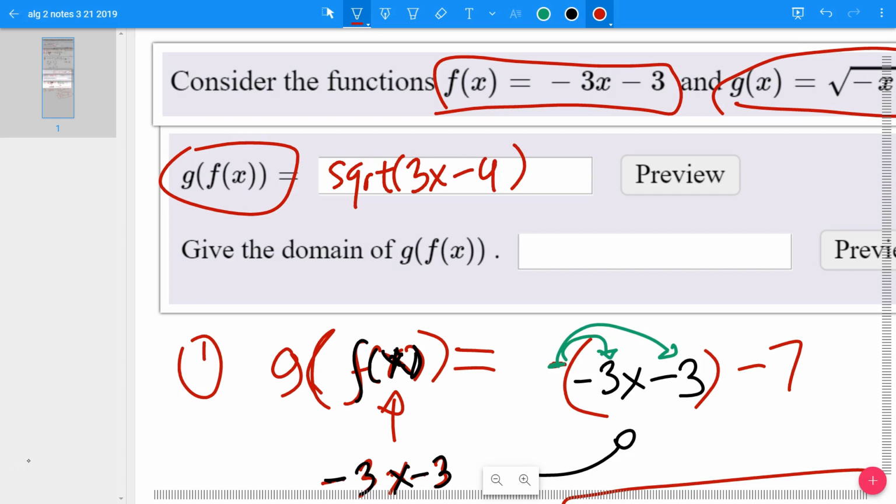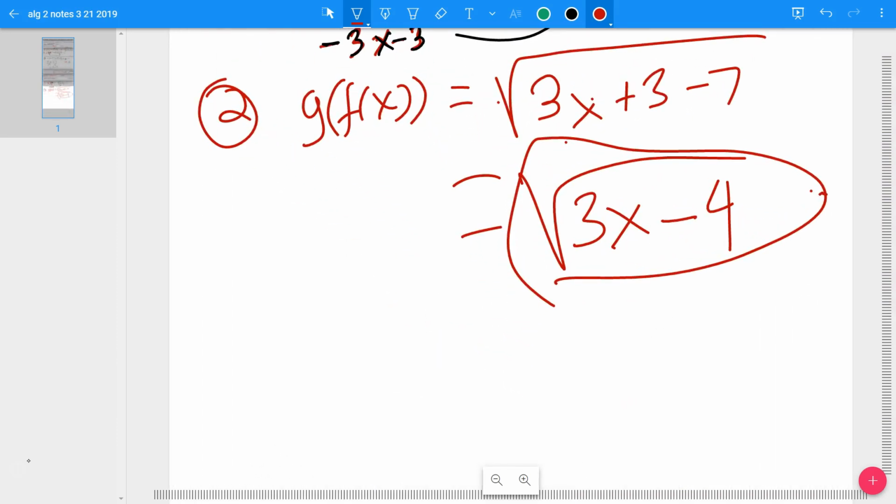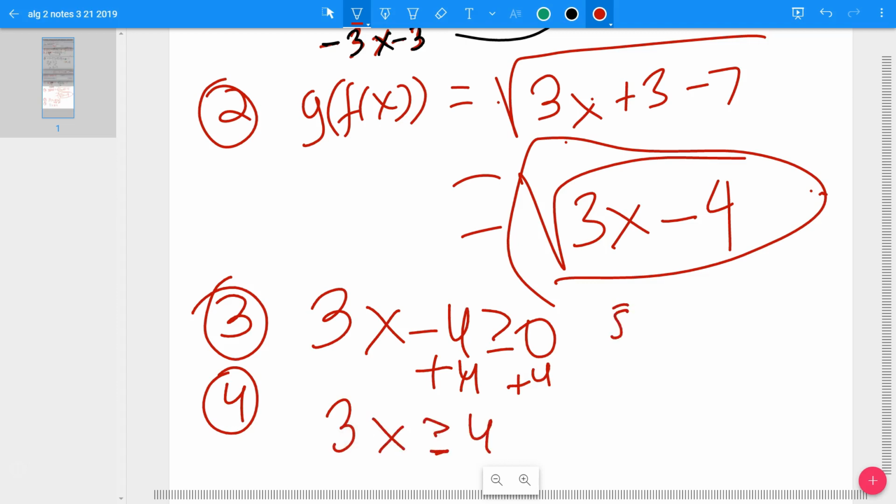Then it says give the domain of g of f of x. So you take only the expression from under the root symbol, which is 3x minus 4 greater than or equal to 0. This step is the same every single time, essentially. You just take whatever the expression is, you say it's greater than or equal to 0. Let's continue. I'm going to add 4. So this becomes 3x greater than or equal to 4. Divide by 3. So you end up with x greater than or equal to 4/3.